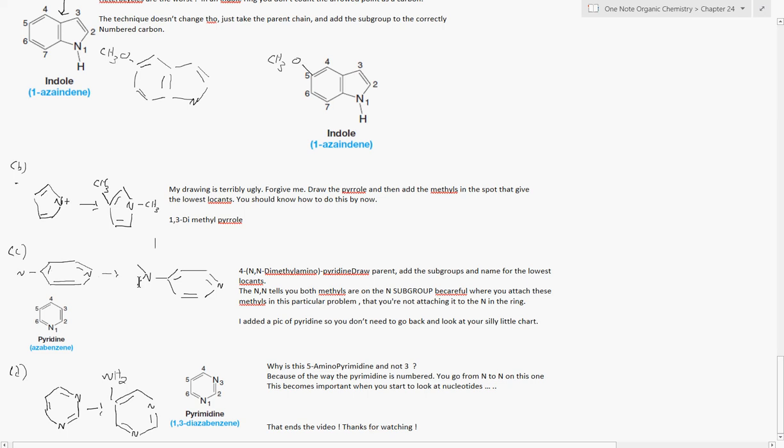4-N,N-diethylamino. So I added a pic of the pyridine, so you don't need to go back and look at the silly chart. And so just be really careful when you're naming those to number it correctly, and that you don't add it to the N on the nitrogen if it's 4-N,N.